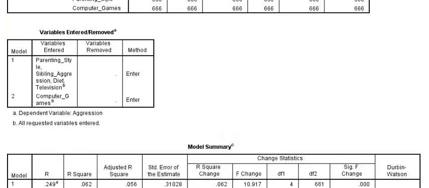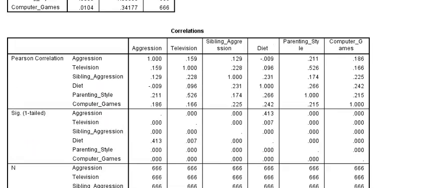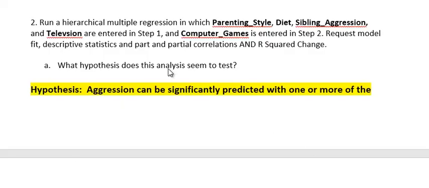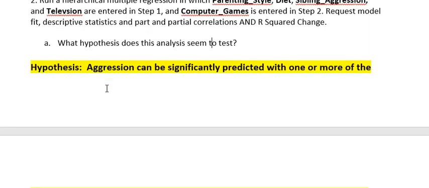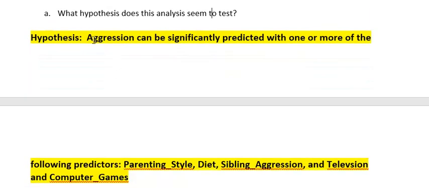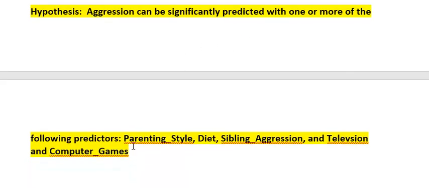So let's take a look. There it is. Hold on. In the blink of an eye. Question 1, what hypothesis does this analysis seem to test? I would think that it would be this: that aggression scores can be significantly predicted by one or more of the following predictors. And that's all of them: parenting style, diet, sibling aggression, television, and computer games.